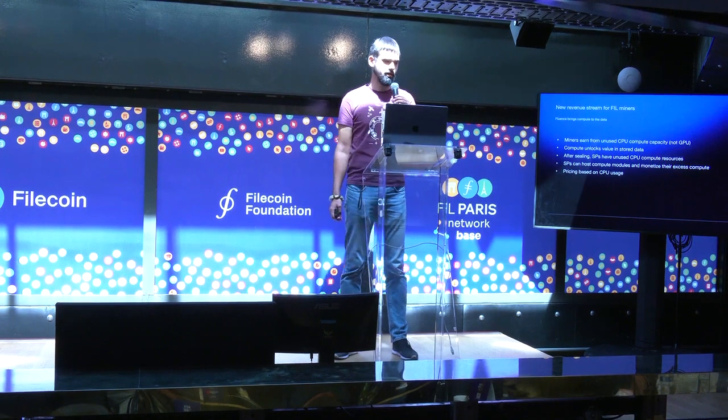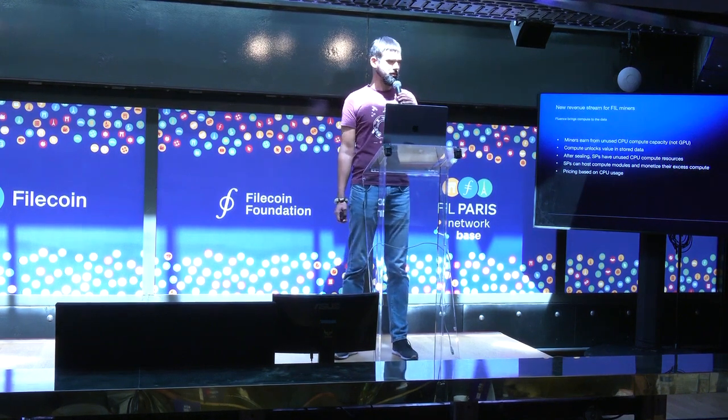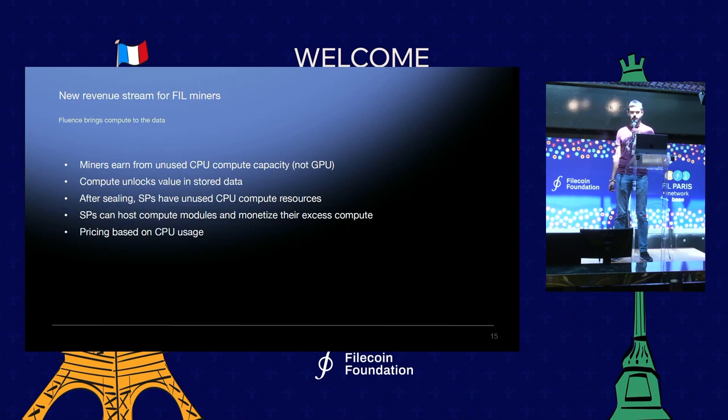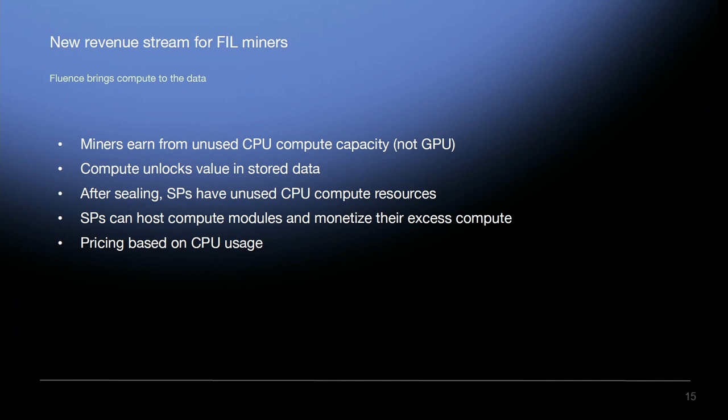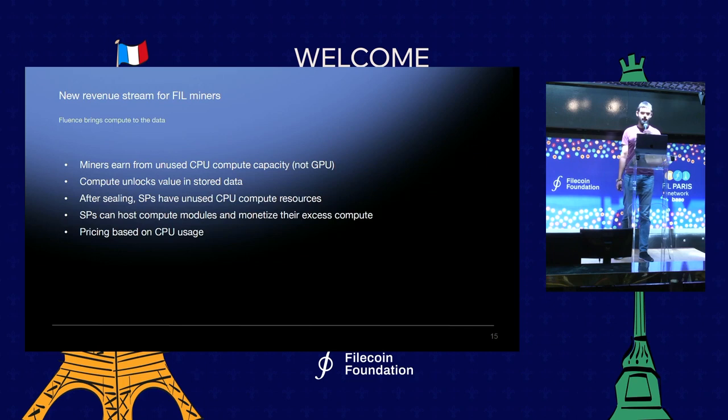So Fluence is another way to bring compute to the data. We had the previous talk about FVM. Fluence solves a similar problem, but with a different approach. So miners earn from unused CPU compute capacity, not GPU. We are utilizing CPU. And compute unlocks value in stored data. As FIL miners already have data, they can benefit from it more. After selling, CPU is free, and compute providers can monetize CPUs.